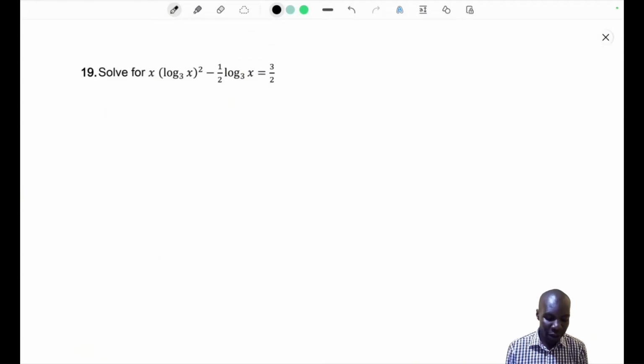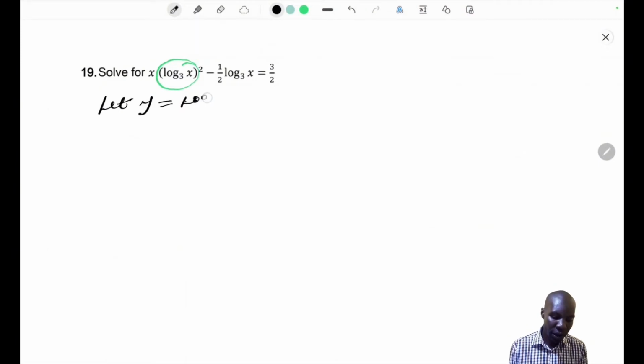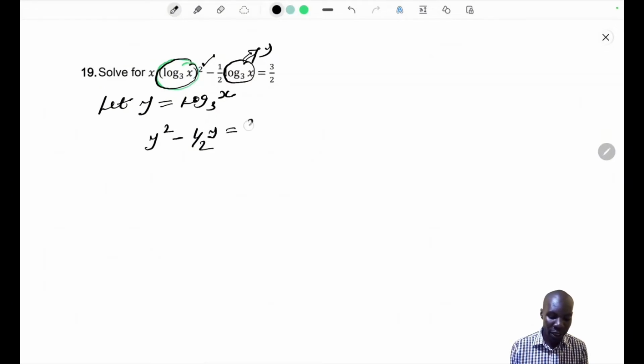Solve for x: log of x to base 3, everything squared, minus 1 over 2 log of x to base 3, equals 3 over 2. So we have got log of x to base 3. We can say let y be equal to log of x to base 3. So instead of having log of x to base 3, we are going to have y, then we square it because of this. Minus a half log of x to base 3, and log of x to base 3 is equal to y. So minus a half y should give us 3 over 2.